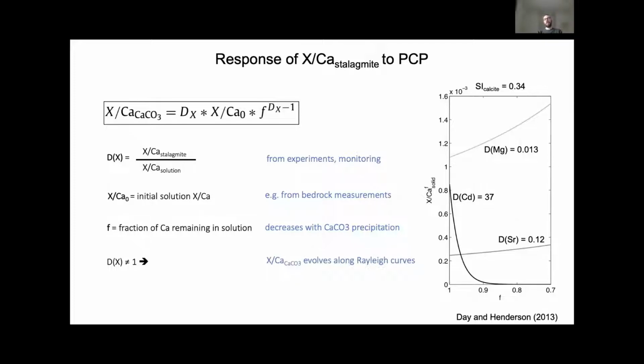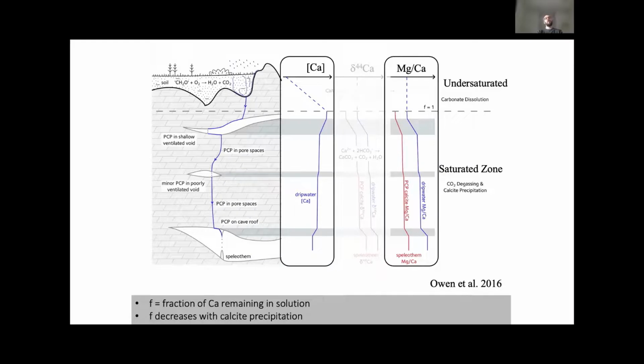In this case, it has a partition coefficient which is greater than 1, and quite significantly so. As a result, it's very sensitive to changes in prior calcite precipitation. We can see this in graphical form in this figure from Rob Owen's paper in 2016.